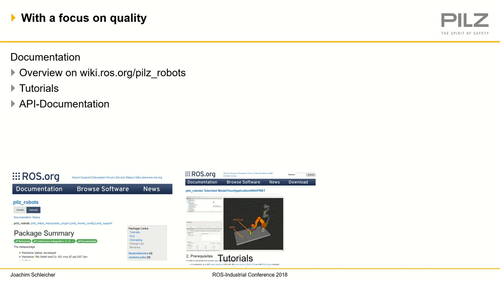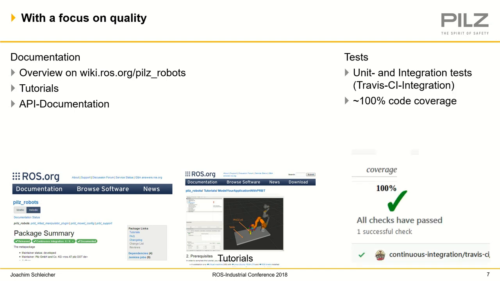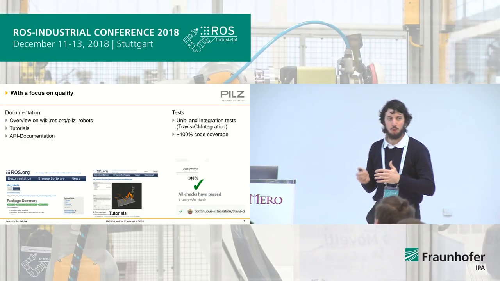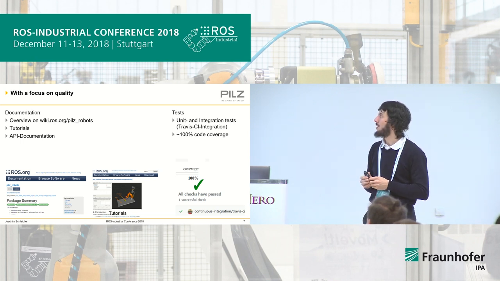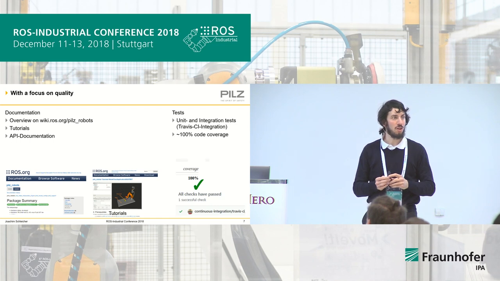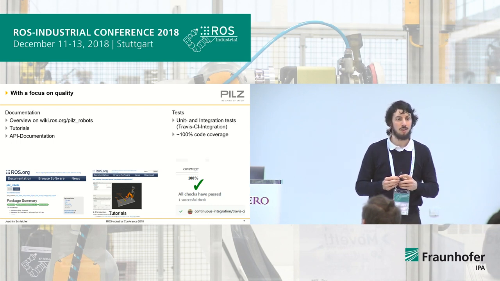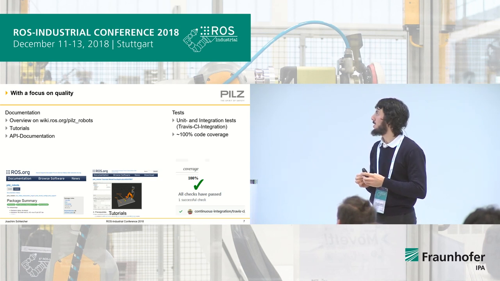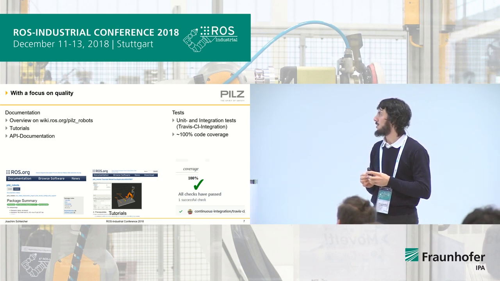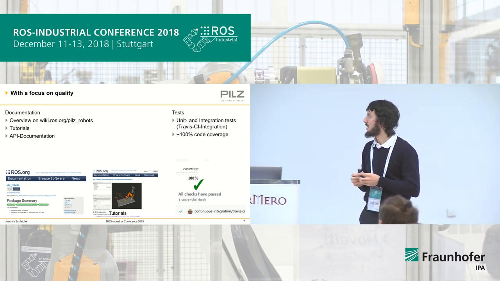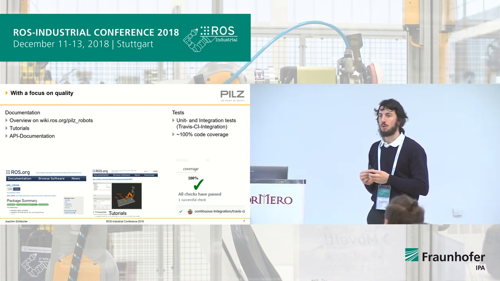Another point of quality is testing. So we set up unit tests and integration tests on different levels, from the easiest parameter validation checks up to whole system integration checks where we launch all the nodes and do fake executions. Everything integrated in Travis and the ROS Industrial CI. We targeted 100% code coverage.